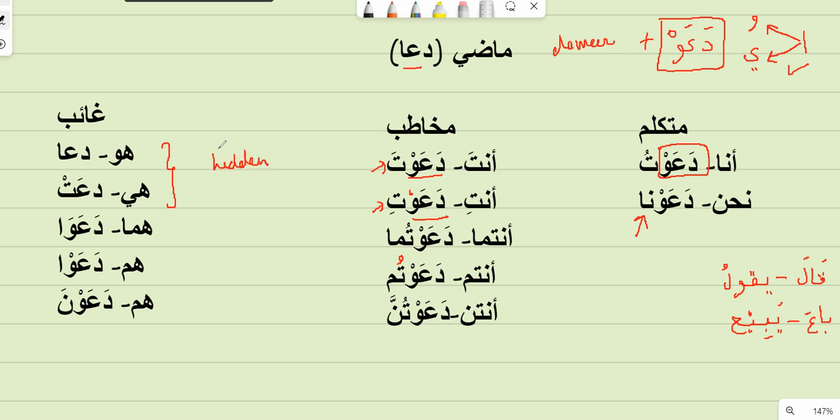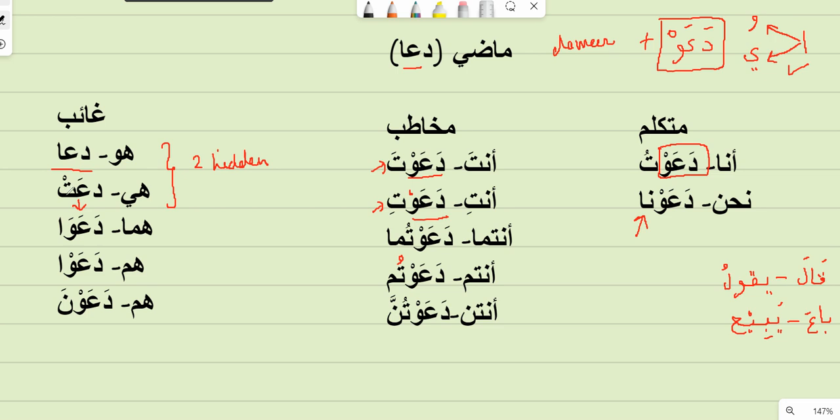In past tense, two hidden damirs. Da'a, the same structure is used for huwa and da'at. Here the alif is deleted, because ta tanis cannot come with the alif. You cannot say da'at. It's deleted.